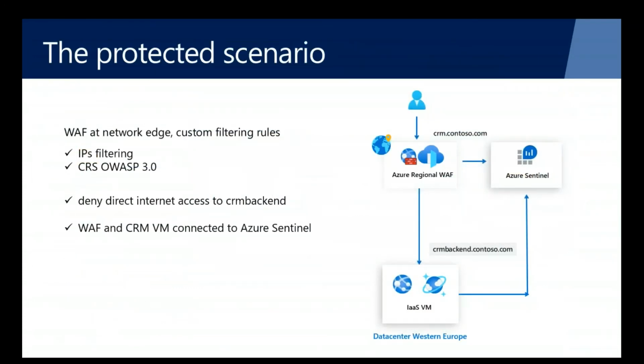But let me jump into the protected scenario. We put a web application firewall on top of the backend, so our CRM, and both the IIS VM and the WAF have the events collected into Azure Sentinel. The web application firewall has the core rule set OWASP 3.0 configured by design, and some IP filtering to restrict the public IPs. And the most important thing is that the CRM backend has no direct internet connection. So this restricts the attack surface of the VM.